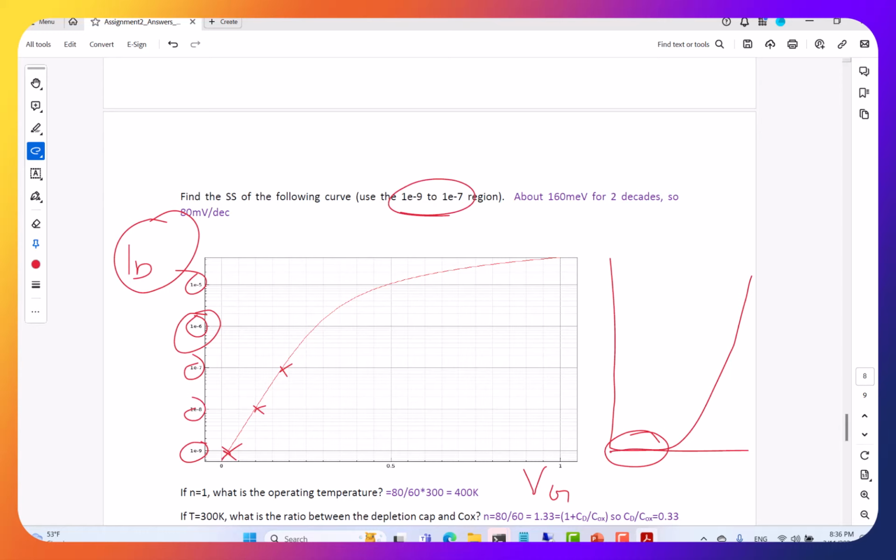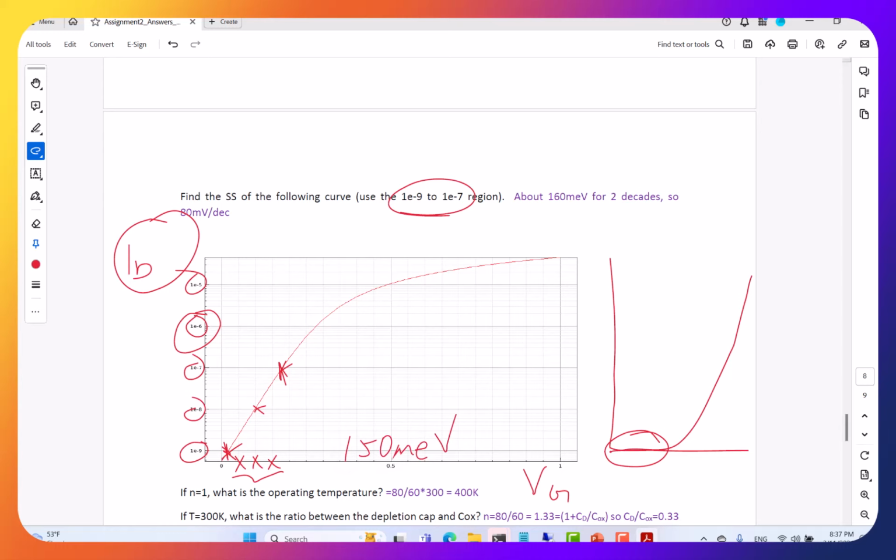Okay? Because minus 9 to minus 8 is 1 decade. Minus 8 to minus 7 is 2 decades. Then my question is, how much voltage do I need to increase this 2 decades? Then you just count it, right? Because this is shifted a little bit, it's just like 1, 2, 3, about 3 units. So that is about 150 millivolt, 0.15 volts.